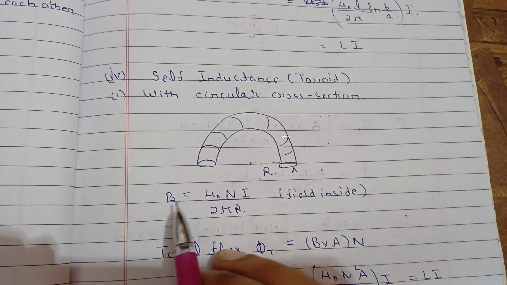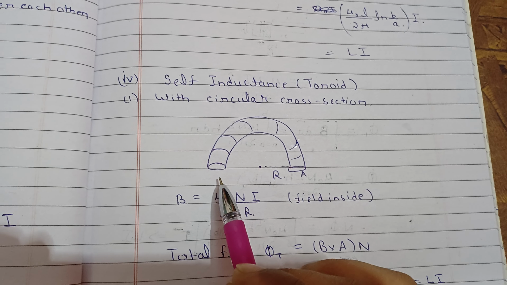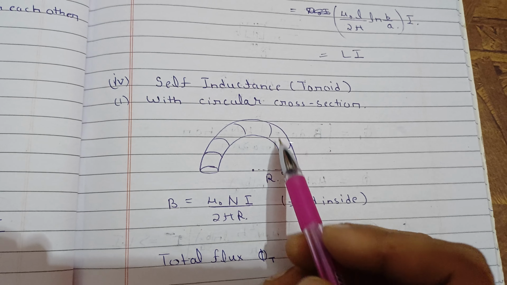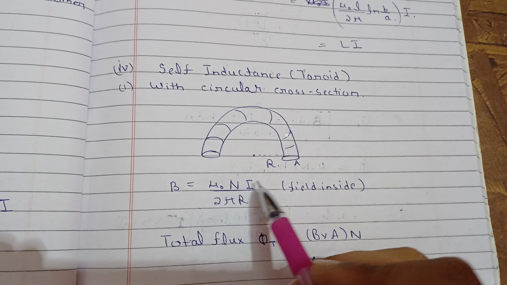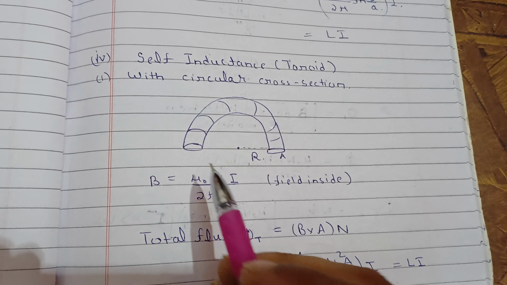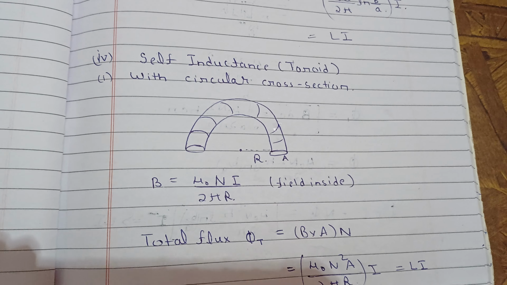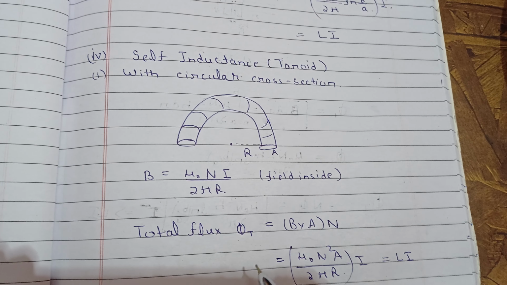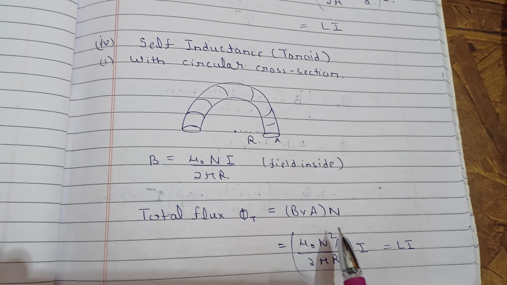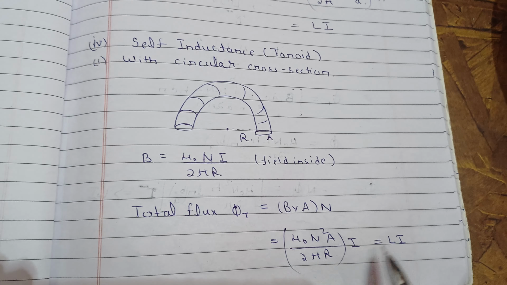So here we will see two cases, first the circular cross section, then the rectangular cross section. For the circular cross section, first we need to see the magnetic field inside. For a toroid, the magnetic field is given by mu naught n I by 2 pi r. We already derived this. Now to find the total flux, we take the flux through one turn, which will be B times A, and for n turns it will be multiplied by n. Putting in the values of B, n and A, it gives mu naught n square A I by 2 pi r. So this will be your self-inductance L.